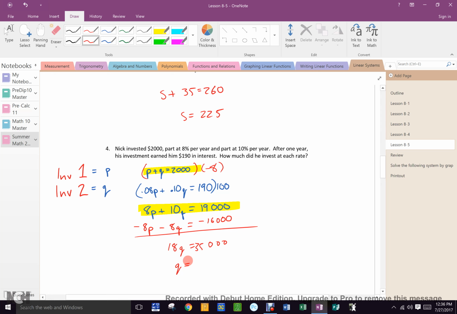No, I'm doing math because I can't divide that in my head. But that's not the right answer. I did something wrong. So plus eight, what did I do wrong? Plus 8Q and then plus 16. Oh, that should have been negative 8 because I wanted to get a negative 8P. Oh, then I got to add. Oh, such a dunderhead. That should be 2Q equals 3,000. What's Q? 1,500. If Q is 1,500, what's the other one? 500 because we had to equal 2,000, right?